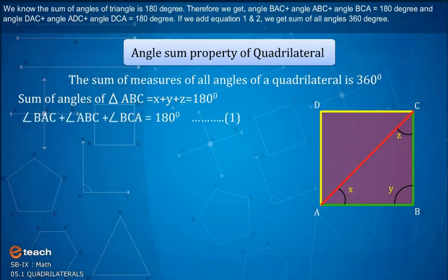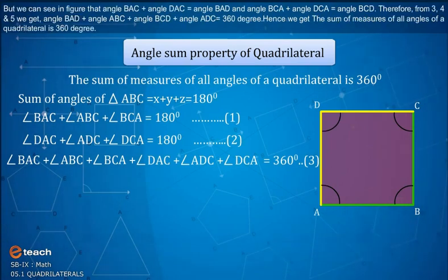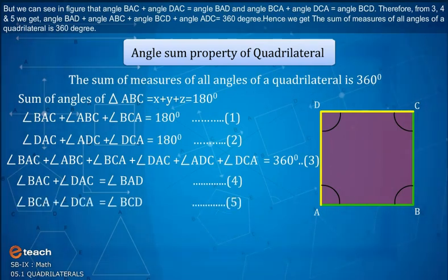Therefore, we get angle BAC plus angle ABC plus angle BCA is equal to 180 degrees, and angle DAC plus angle ADC plus angle DCA is equal to 180 degrees. If we add equations 1 and 2, we get the sum of all angles 360 degrees. But we can see in the figure that angle BAC plus angle DAC is equal to angle BAD, and angle BCA plus angle DCA is equal to angle BCD.